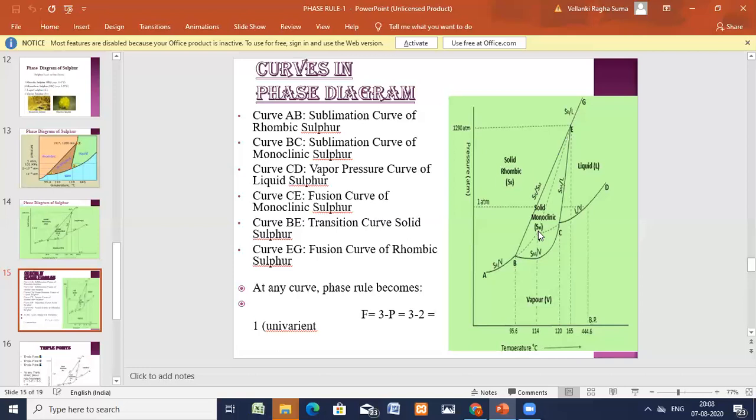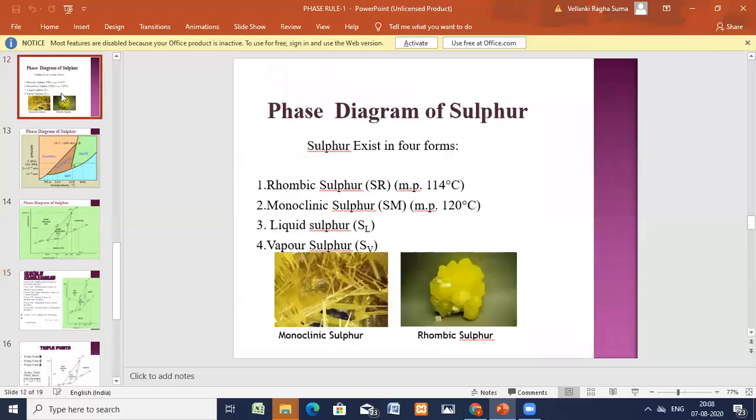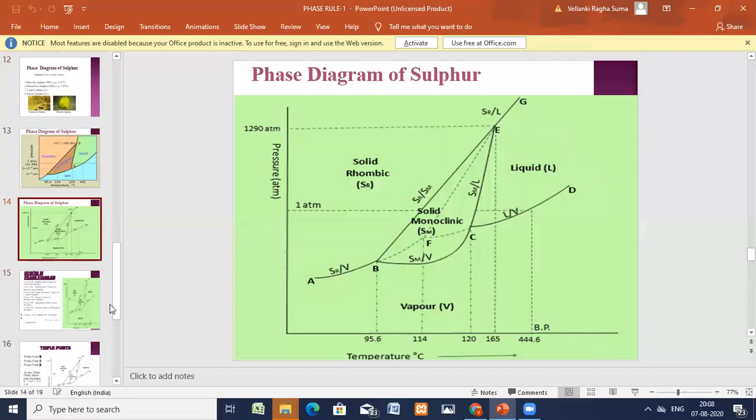Okay, a solid mass diagram. I'll show you the diagram. Here, both of them are solids. Rhombic sulfur is converting to monoclinic, both of them getting converted. So that is the transition curve.